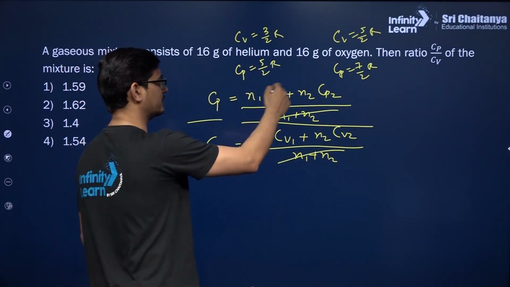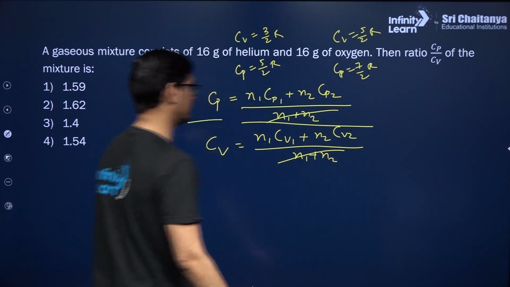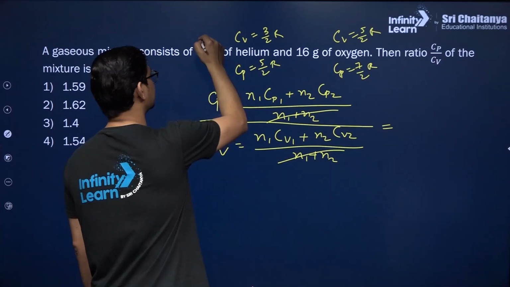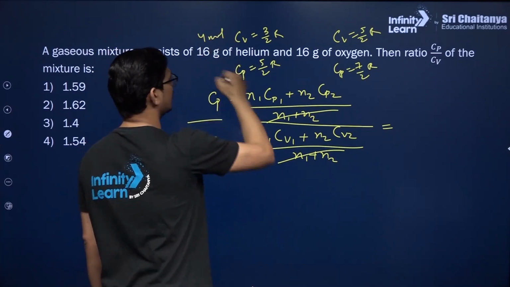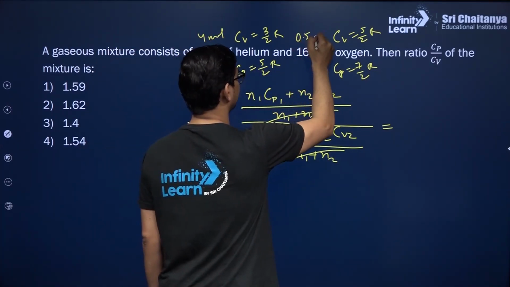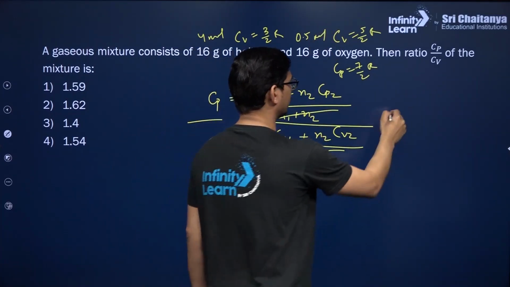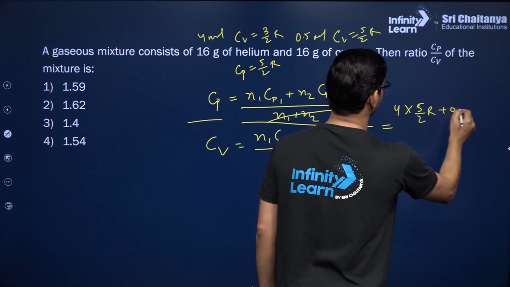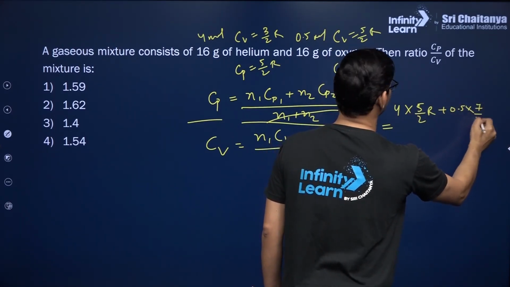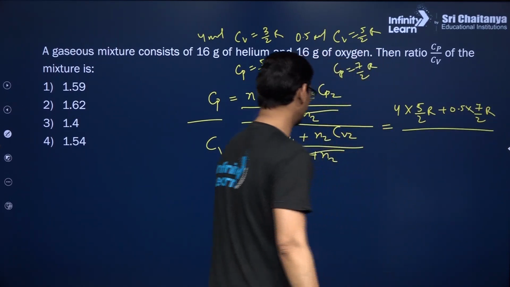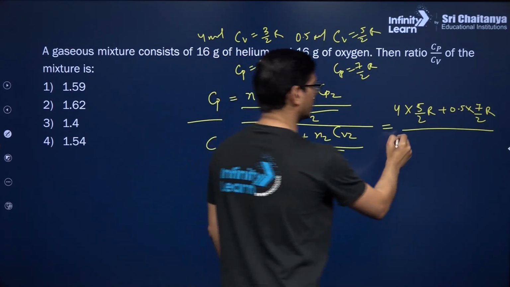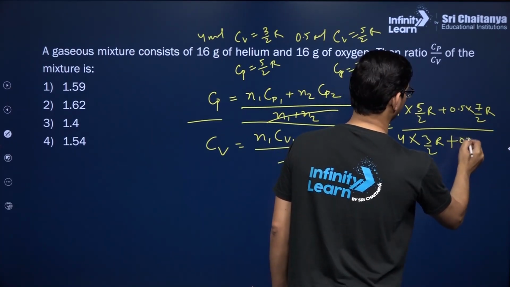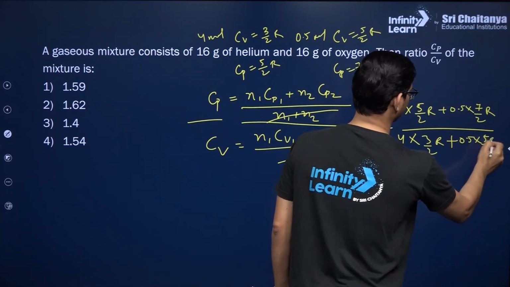And now it will be N1 Cp1 plus N2 Cp2 divided by N1 Cv1 plus N2 Cv2, right? So substituting the values, helium is 16 grams, so 4 mole, and oxygen is 16 grams, so 0.5 mole, right? So 4 mole into 5 by 2R plus 0.5 mole into 7 by 2R divided by, same goes for Cv, 4 into 3 by 2R and 0.5 into 5 by 2R, right?